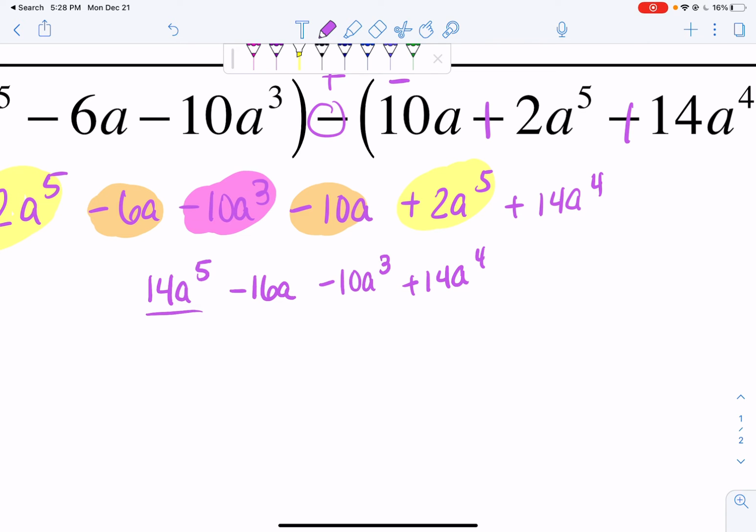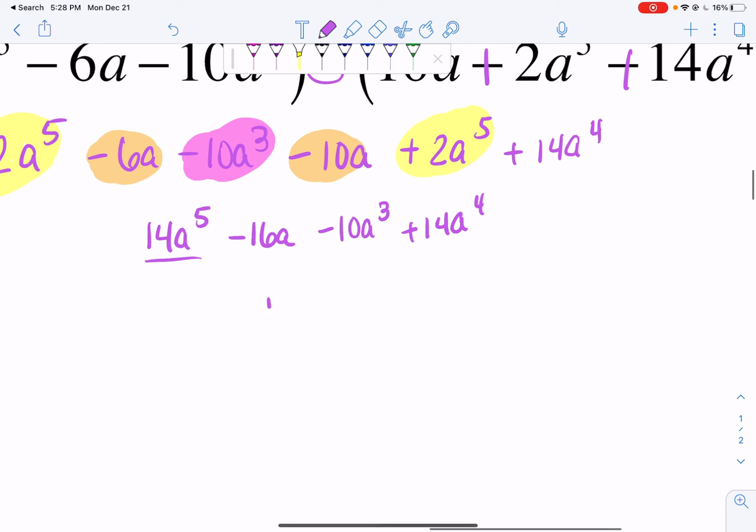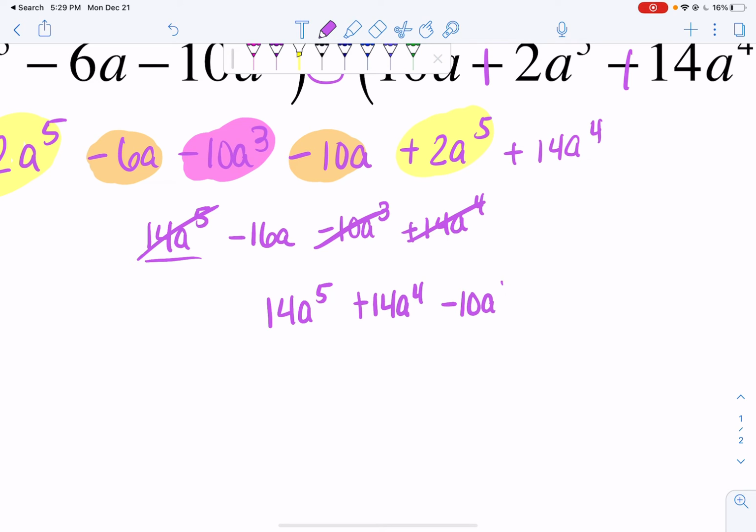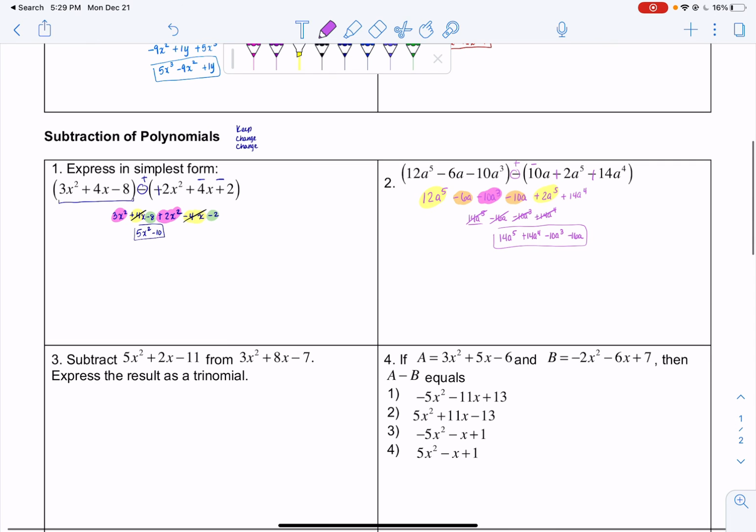I like where my a to the 5th is, so I'm going to rewrite it as 14a to the 5th. Then I'm going to write my 14a to the 4th, because that's my next highest exponent. Then my next highest exponent is my minus 10a cubed. And then my next highest one is my last term, my minus 16a. And that's your final answer.